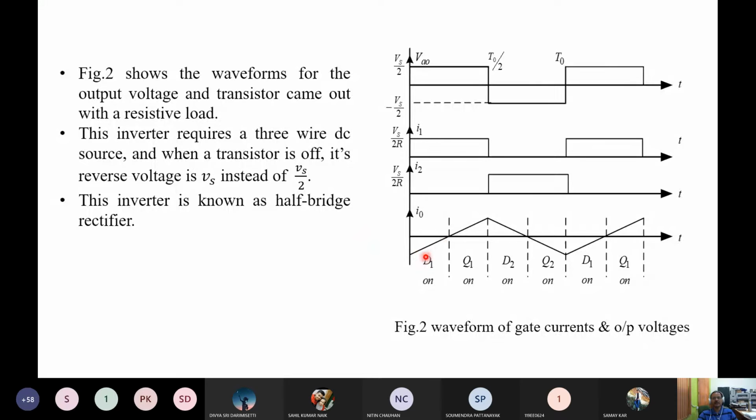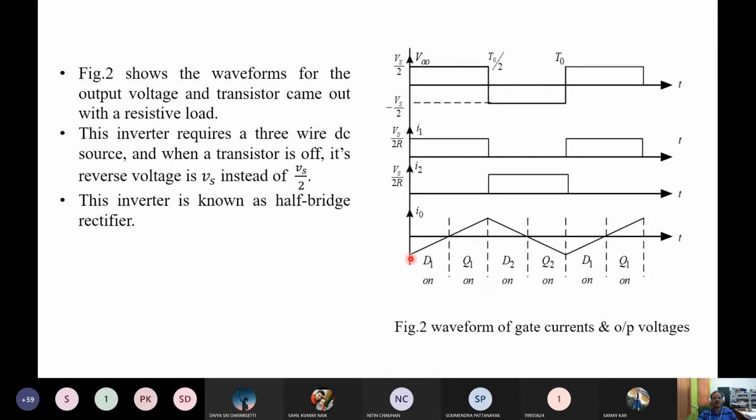For a purely inductive load, the current will be like this. Q1 will conduct now, and Q1 will switch off. D2 starts conducting. Current reaches zero here. Q2 starts conducting. Q2 is off. D1 will conduct. So this slope is constant. This slope is constant.